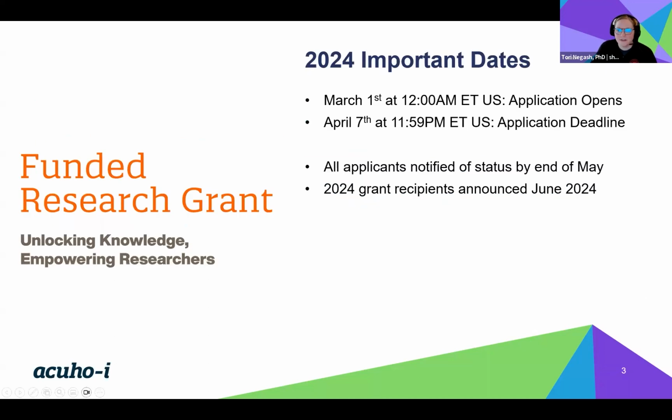All right, so first, some important dates for this year. The application is open on March 1st at 12 a.m., and it's going to remain open through 11:59 p.m. Eastern Time on April 7th, which I believe is a Sunday. All applicants will be notified of their status by the end of May, and the recipients of this year's grant funds will be announced in June. So typically, we do that after all of the behind the scenes work is done, and we'll share information about the recipients and the research that we funded for the next year.